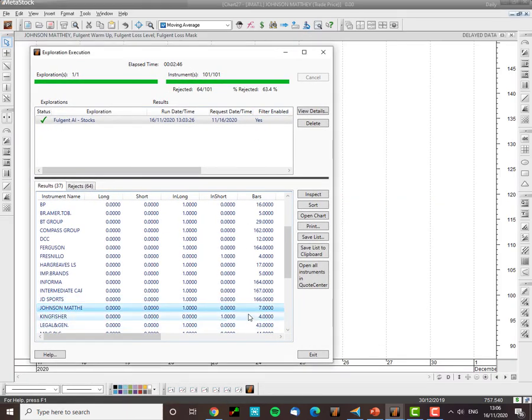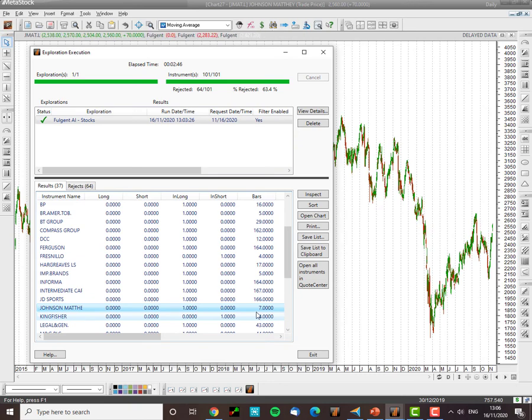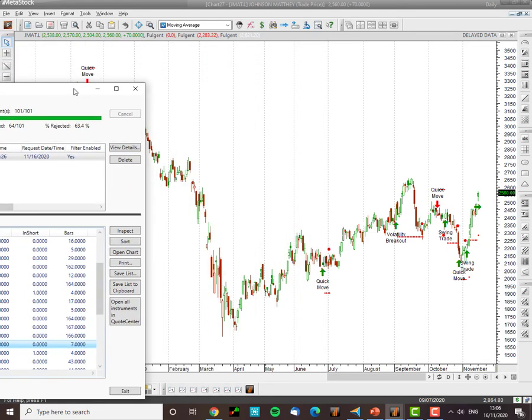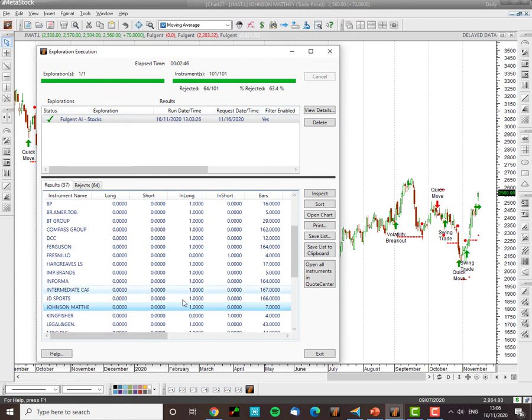Johnson Matthey, 7 days into a trade for this one. You can see a quick swing trade there. Quick move to the upside. You had quite a back and forth trading, but the easy money's been made since the huge reversals earlier.